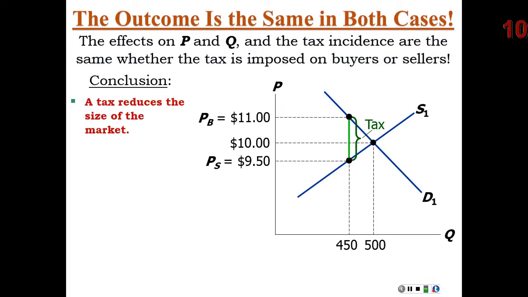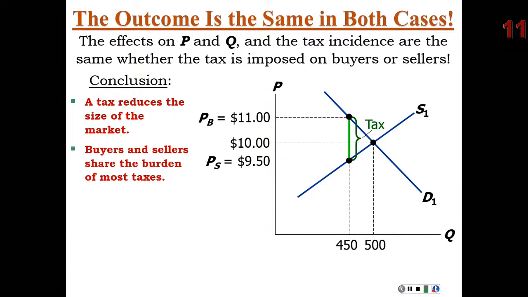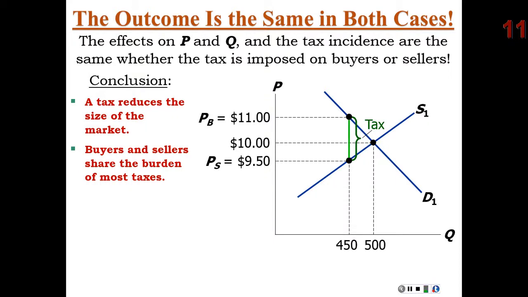So a tax does a few things, right? A tax reduces the size of the market, which we see as the equilibrium quantity going from 500 to 450 in this case. Okay? Buyers and sellers both pay part of the tax. They both share part of the burden of the tax. This is called tax incidence. Okay? Tax incidence is how the burden of the tax is shared among market participants.